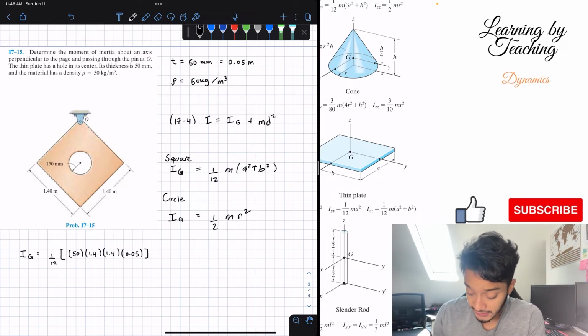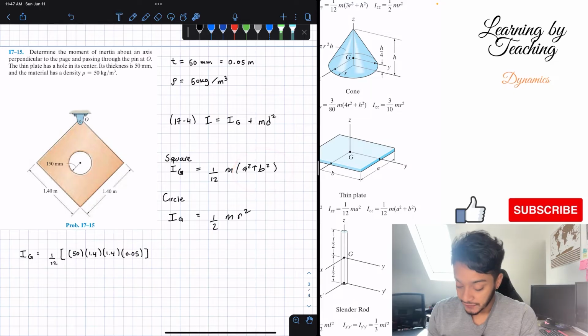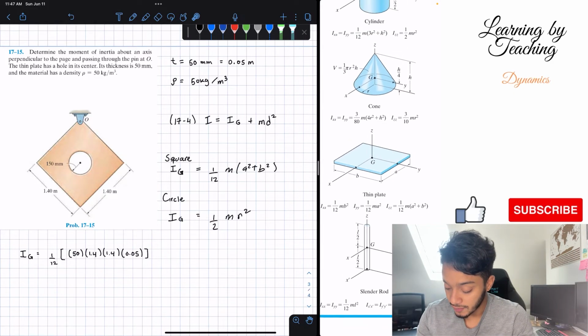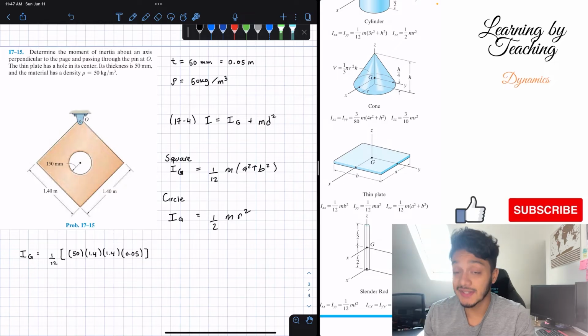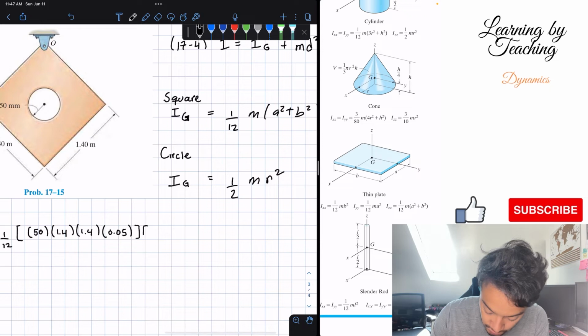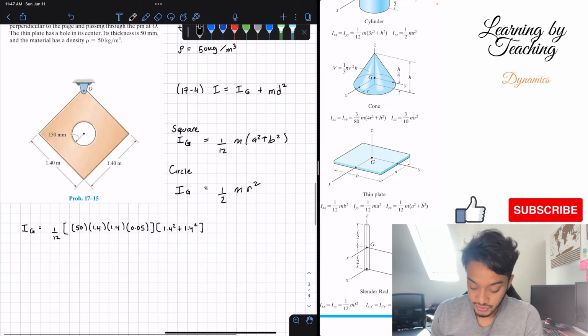We need to multiply it by a squared plus b squared. And what is that a squared and b squared? This is where we go back to the book, and a and b is basically the size of this square, which we already know. So we're going to multiply this by 1.4 squared plus 1.4 squared, which is the size of our square in here.